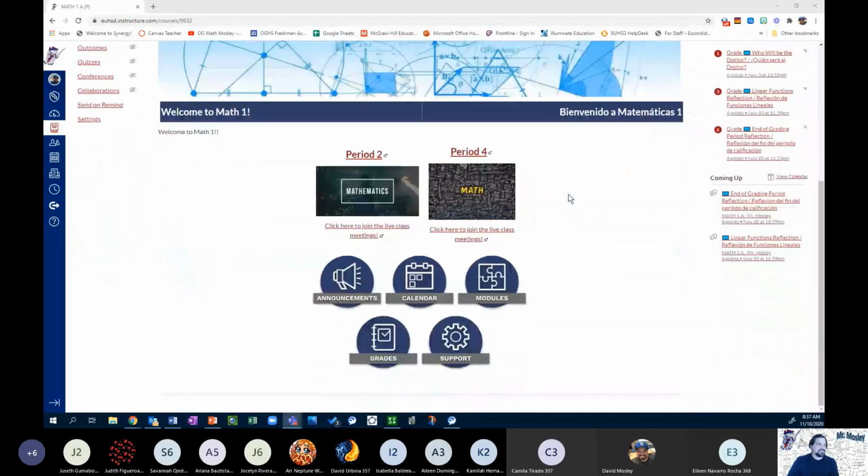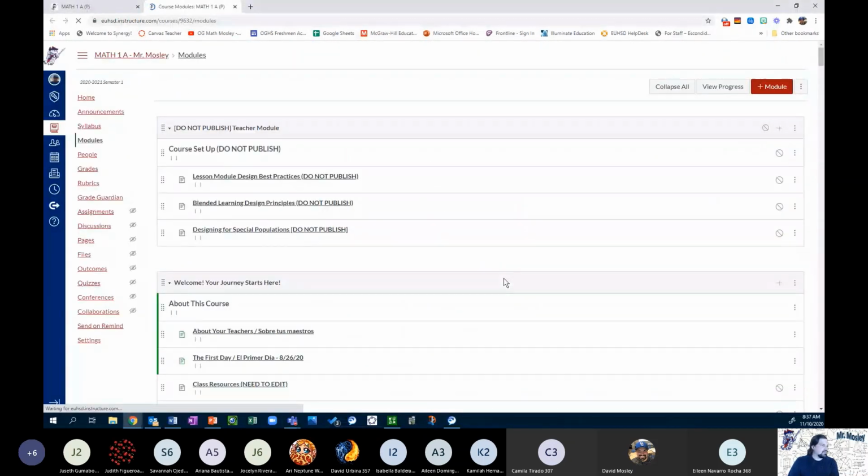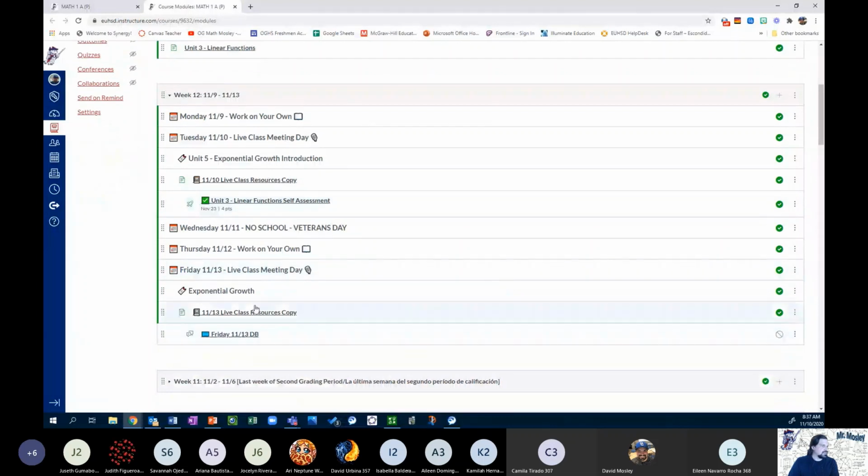Here we are in Canvas. This week's module is mostly done. I just have to get the discussion board put together for after Friday's class. So today we are starting our next unit. We're going into unit 5, which is exponential functions, and we're going to be looking specifically starting with exponential growth.